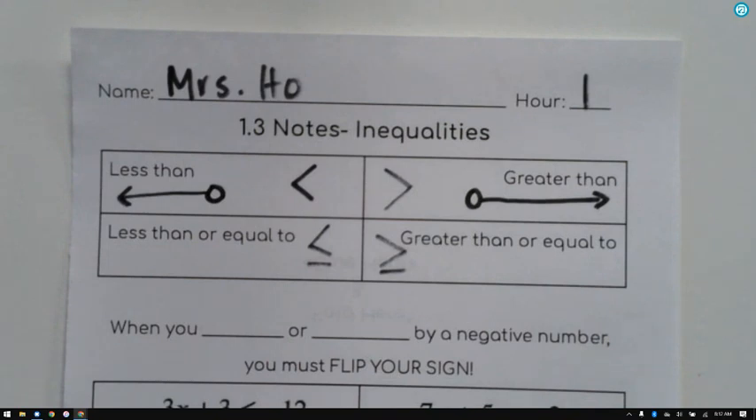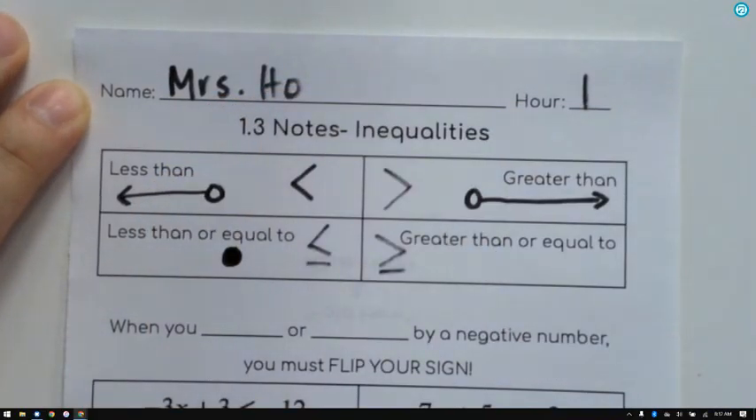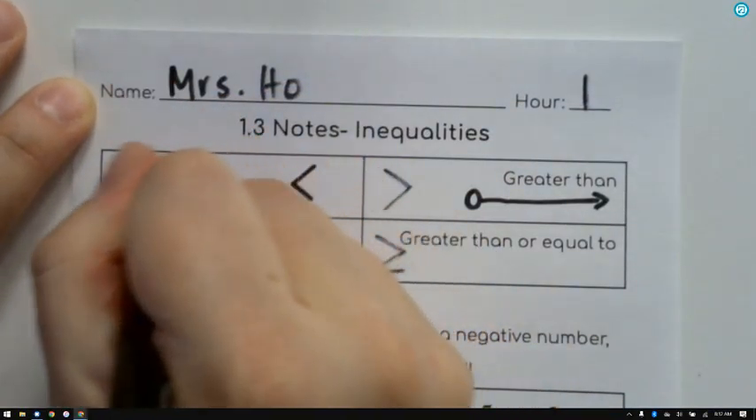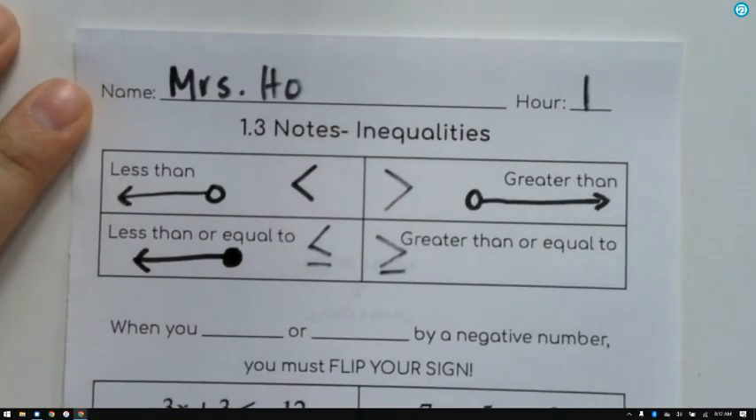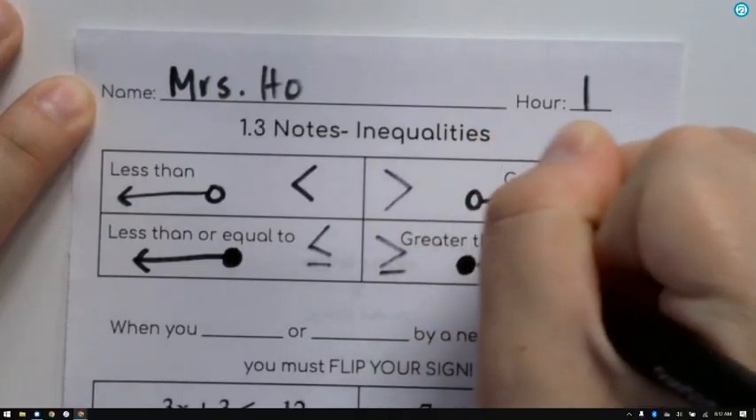Okay, for less than or equal to, the arrows go the same way. How we know it's or equal to is we color in that circle. So less than or equal to is going to be a colored in circle, a closed in dot with an arrow going to the left. And then greater than or equal to is a colored in circle with an arrow going to the right.